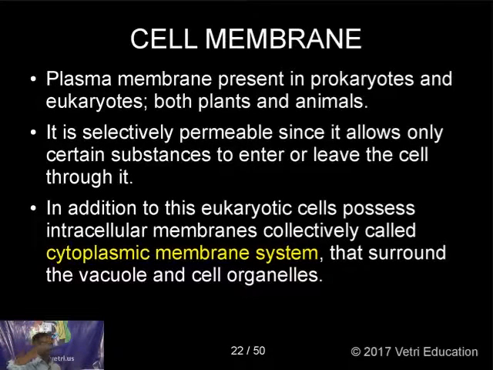Next to the cell wall, very important, is the cell membrane, that is exactly below the cell wall. This cell membrane is found both in prokaryotes and eukaryotes, and in plant cells and animal cells. It is selectively permeable since it allows only certain substances to enter or leave the cell through it. In addition, eukaryotic cells possess an intracellular membranous collection called the cytoplasmic membrane system. They have a number of cell organelles with double membrane structure, and it is called the total cytoplasmic membrane system. The membranes of Golgi bodies, endoplasmic reticulum or mitochondria are similar to the structure of the cell membrane. So this is called the cytoplasmic membrane system.